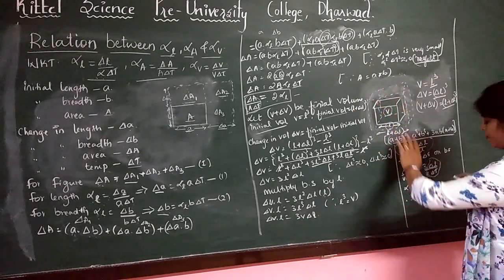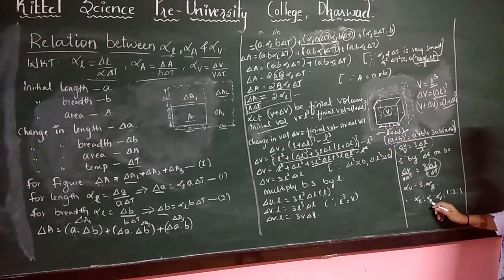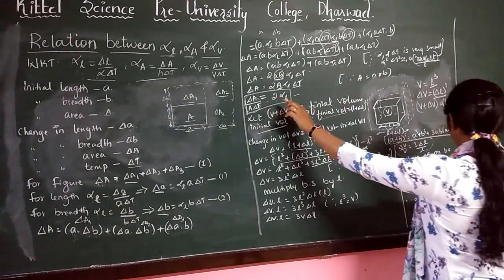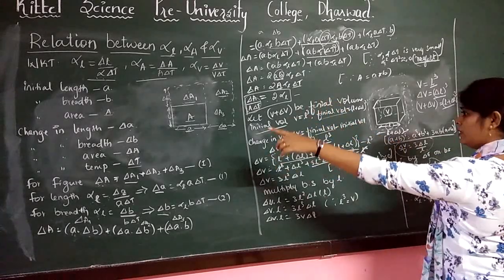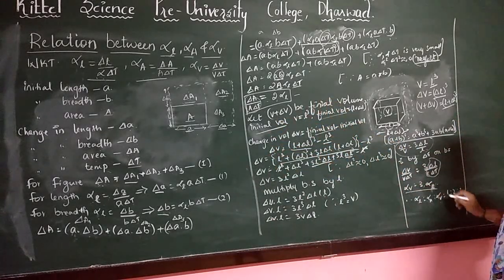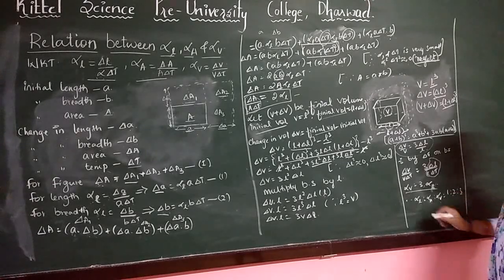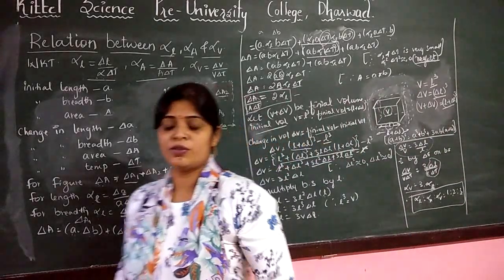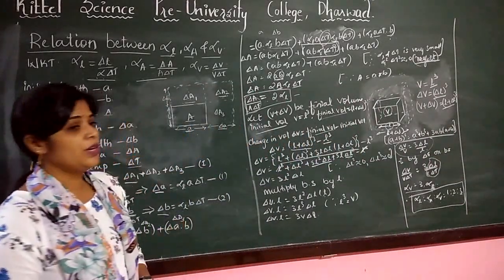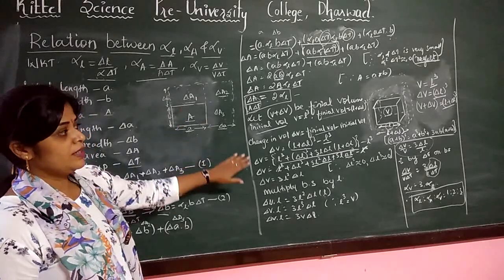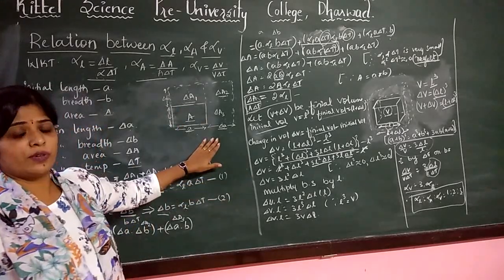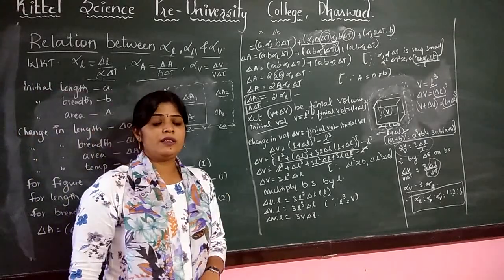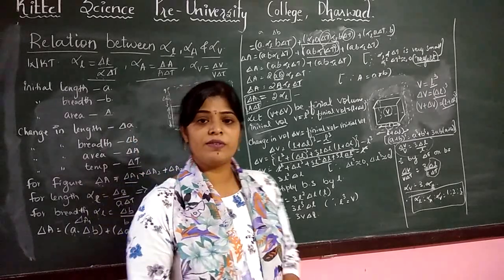So alpha L to alpha A to alpha V is 1 is to 2, and then 1 is to 3. This is the relation between the coefficient of linear expansion, coefficient of area expansion and coefficient of volume expansion. I hope this relation, which is very important for the exam, and this derivation are clear for you. We'll continue with some more concepts in the next class.